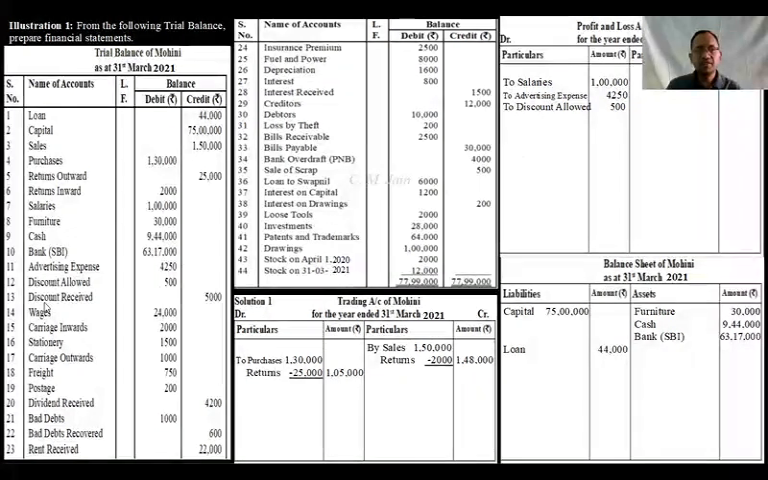Then discount received. Discount received is a gain. So it will come in profit and loss account, credit side. After leaving first line blank, in second line we will write by discount received 5,000.